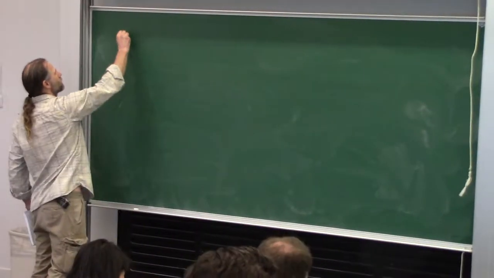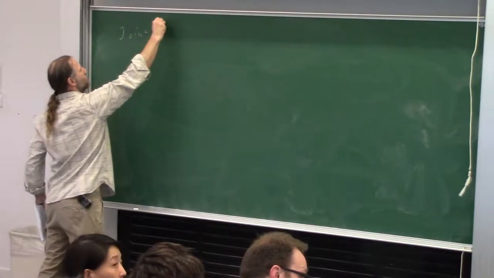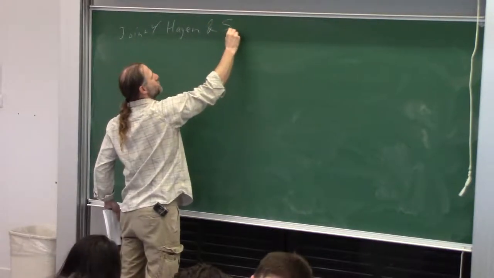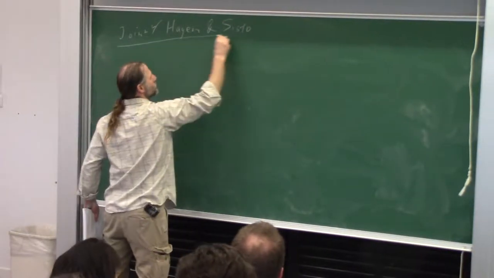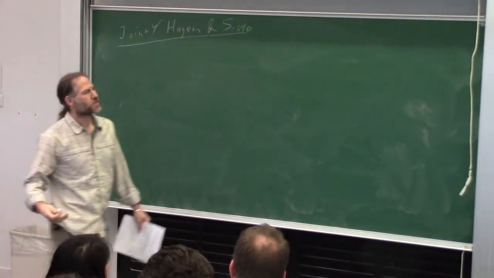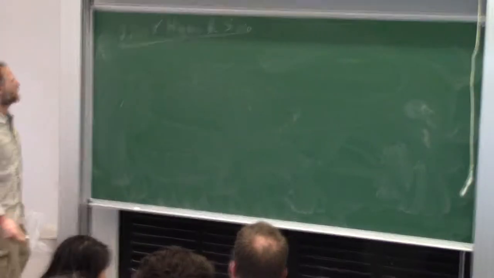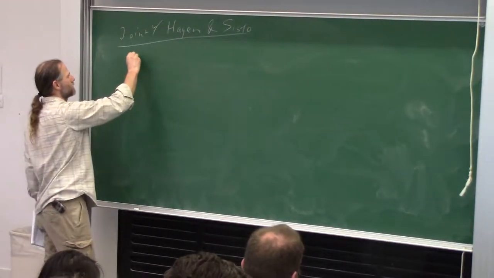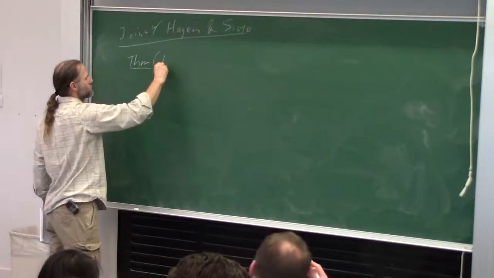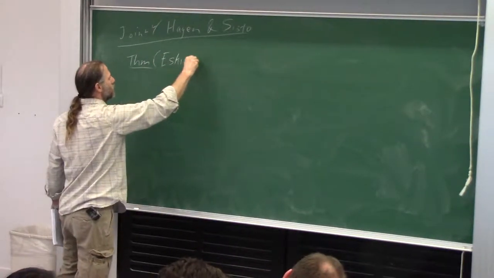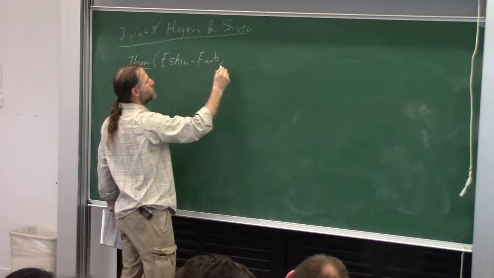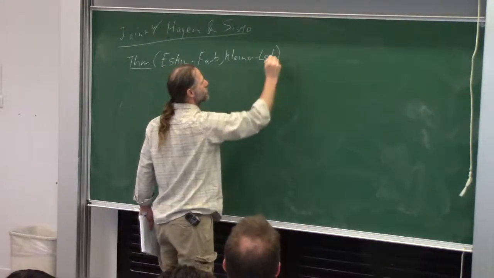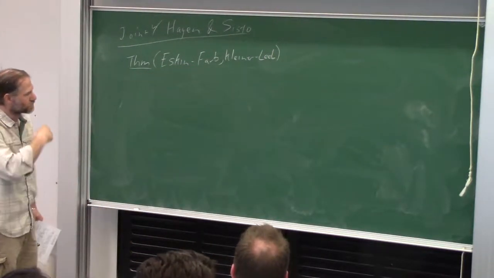Let me first say, this is all joint work with Mark Hagen and Alessandro Sisto. Now that I've said everything is joint with them, let me put up a theorem that is not due to any of us. Our guiding theorem is going to be the following result, of Eskin and Farb, and proved independently by Kleiner and Leeb. It sort of inspires the results that we want to build to.